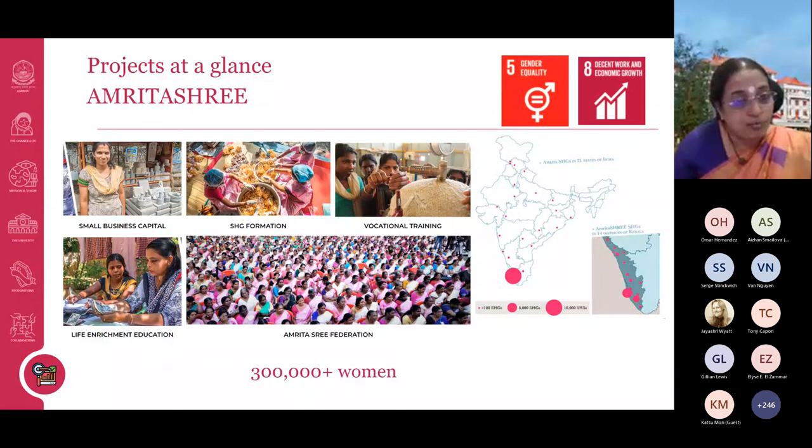Also, we have done scaled-up models where the university and our parent organization have built up Amrita SeRVe, a women's self-help group where they work on small business capital, SHG formation, vocational training, life enrichment, etc., to make them empowered to bring in additional income for their family.